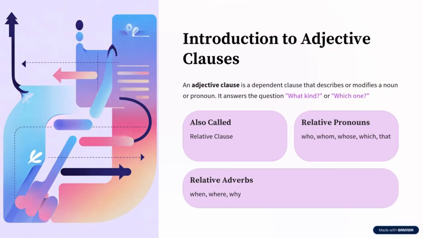Just as a noun clause acts like a noun, an adjective clause acts like an adjective. Its only job is to describe a noun or pronoun, giving us more information about it. That's why they are also called relative clauses, because they relate back to a noun. They almost always start with a relative pronoun like who, which, or that.